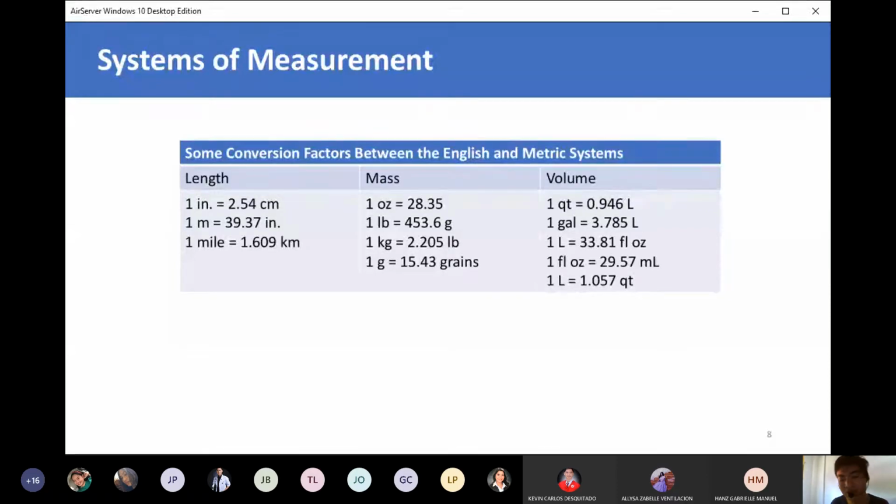Okay, so to address those differences, as the world shifts toward the metric system, there are now conversion factors, which we have to keep in mind. We cannot memorize these because personally, I don't remember all this stuff. So that's the reason why we have conversion factors.